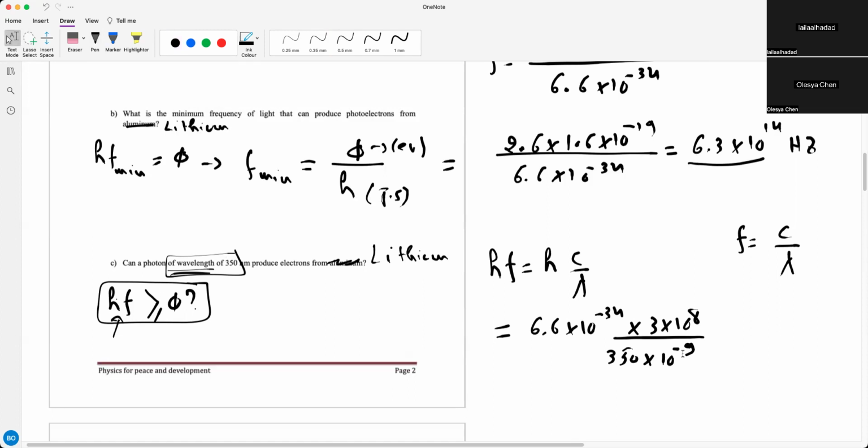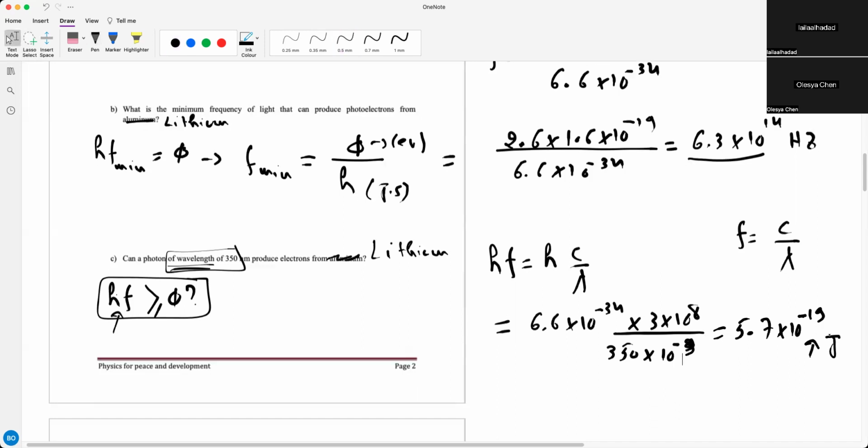Are you following? If you don't understand, you can write it on the chat. Yes. 6.6 times 10 to the minus 34 multiplied by 3 times 10 to the power of 8, and then divided by 350 times 10 to the minus 9. So this will give me 5.7 times 10 to the minus 19. What is the unit here of the energy? Electron volts. It is joule.